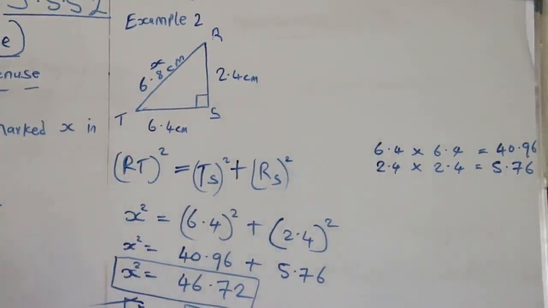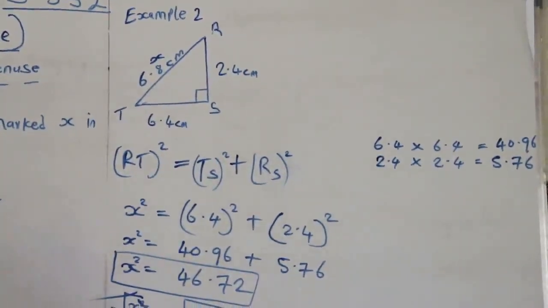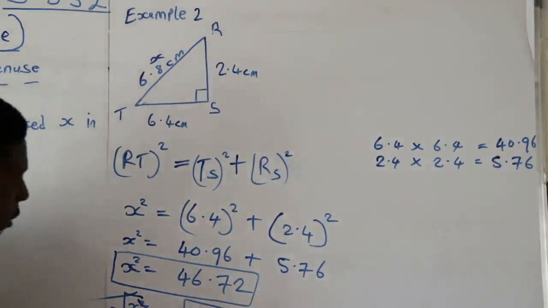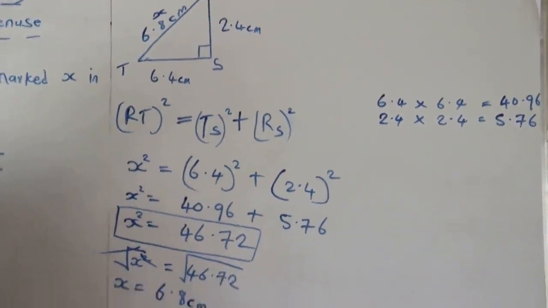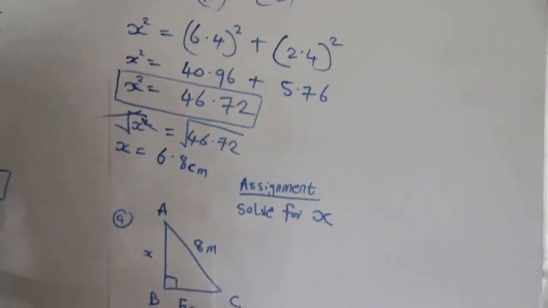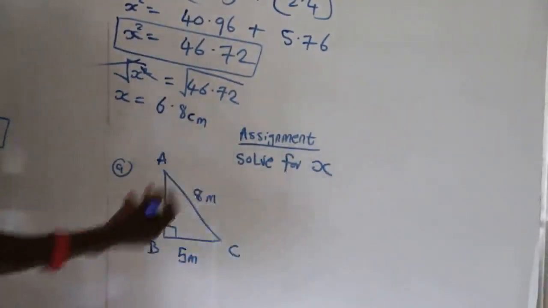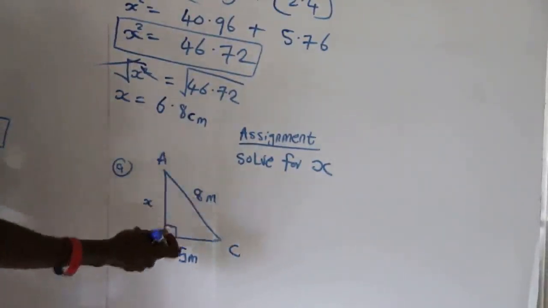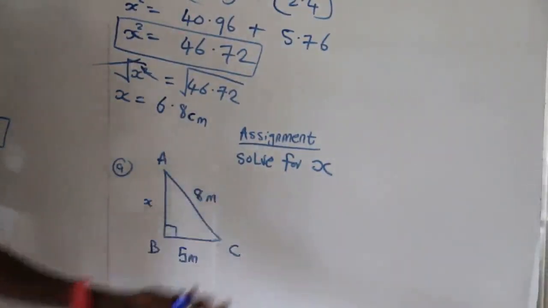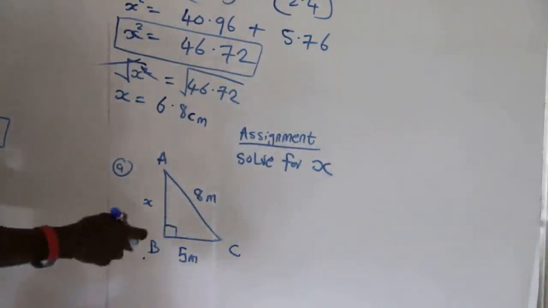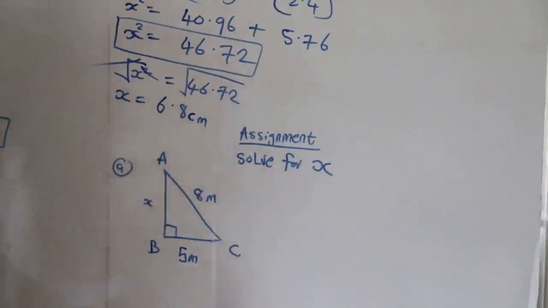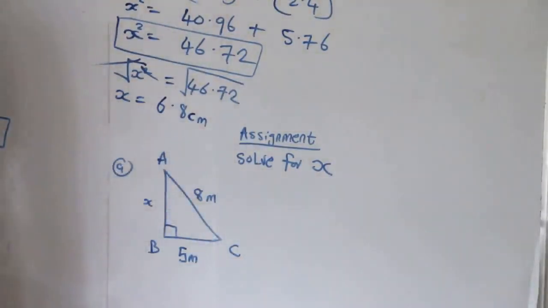centimeter. Now, as we have come to the end of the lesson, we have an assignment here. Our assignment here says, solve for x. And this is the diagram. Triangle ABC, x, 8 meter and 5 meter. So you have to solve for it. And that's the end of the class. Okay.